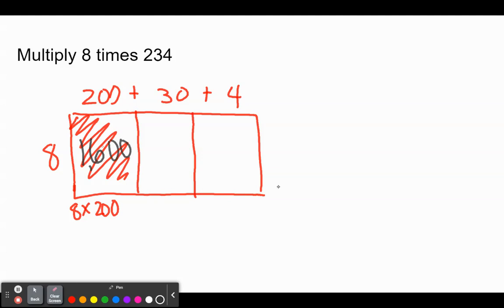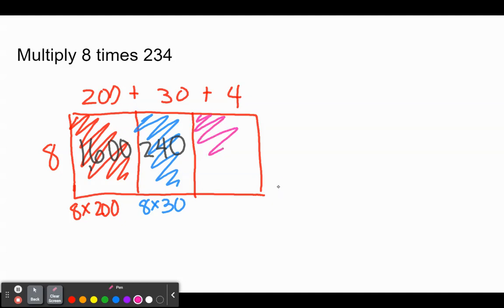All right. Now I'm going to find the area of 30 times 8. If I take 8 times 30, or 30 times 8, that is going to give me 24 tens, or 240. Now, if I multiply 4 ones by 8, or 8 times 4, that is going to give me 32 ones, or 32. So now we found each of our individual components. We found our partial products, but now we have to find the total product.